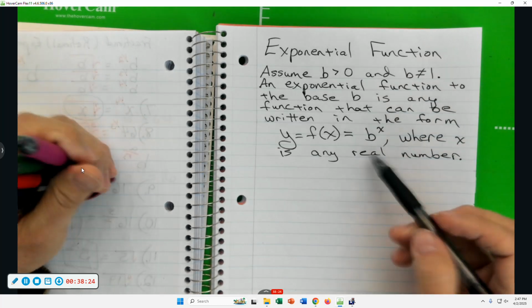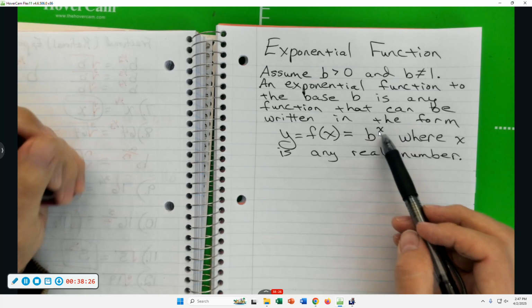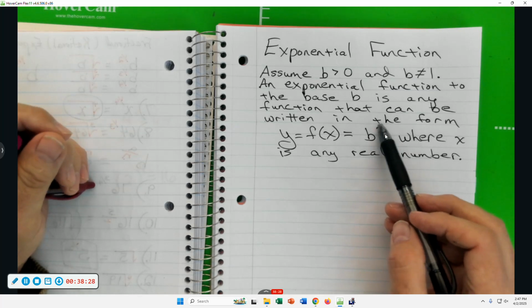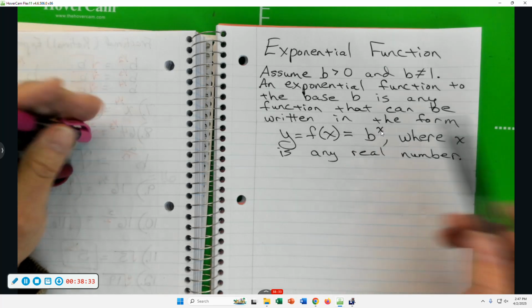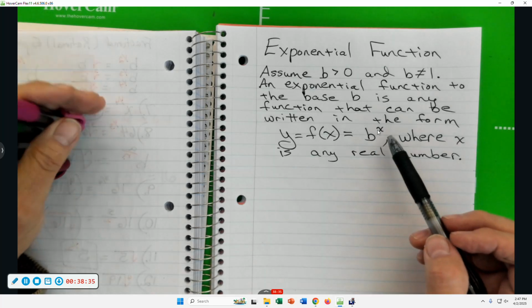I'm just putting an x up there as the exponent, but it can be any expression containing an x. I guess I really should have said b to the g of x, but that just makes things messy.